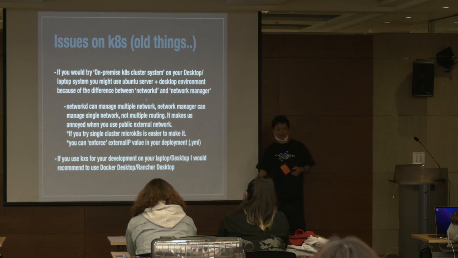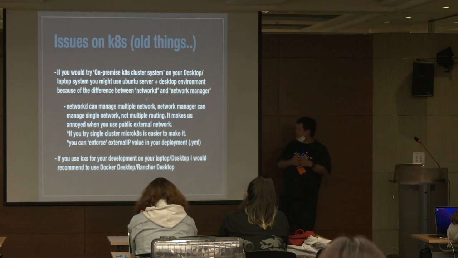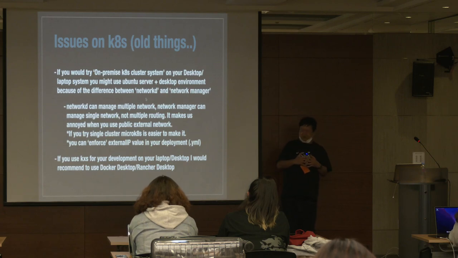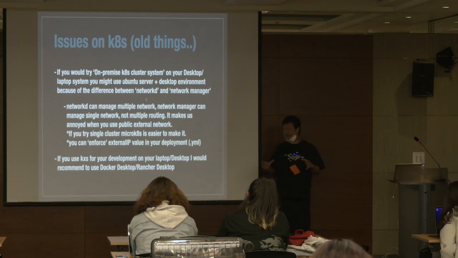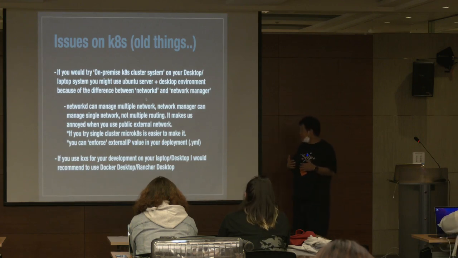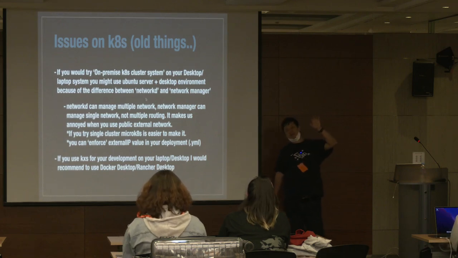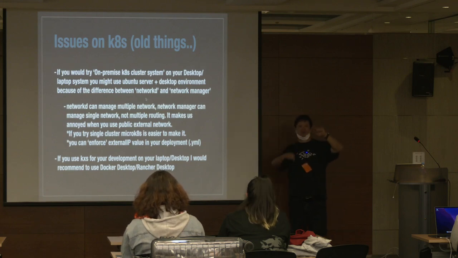Many of you know this if you are working for a cloud operator. It is the difference between the network key and the network manager. Network manager is in the desktop system, and it supports multiple looking. Last year, I checked the network key and it can amount to a cluster, but the network manager is not fit for using multiple clusters. It cannot have multiple gateways, that is, multiple routing. It is one gateway, one routing.